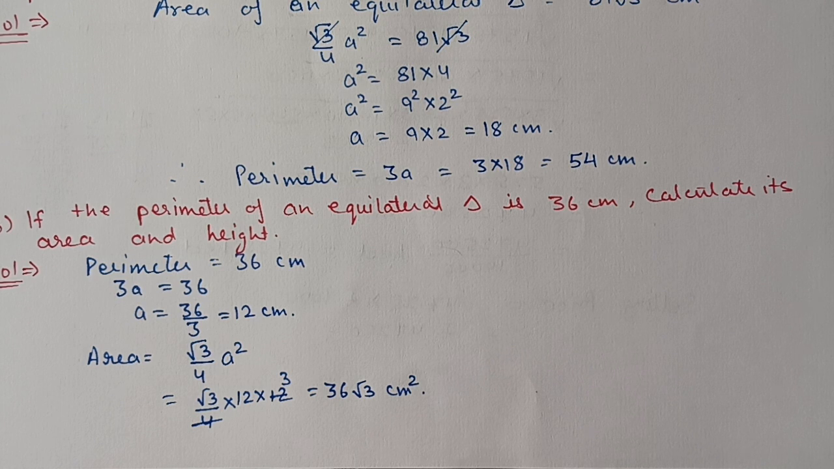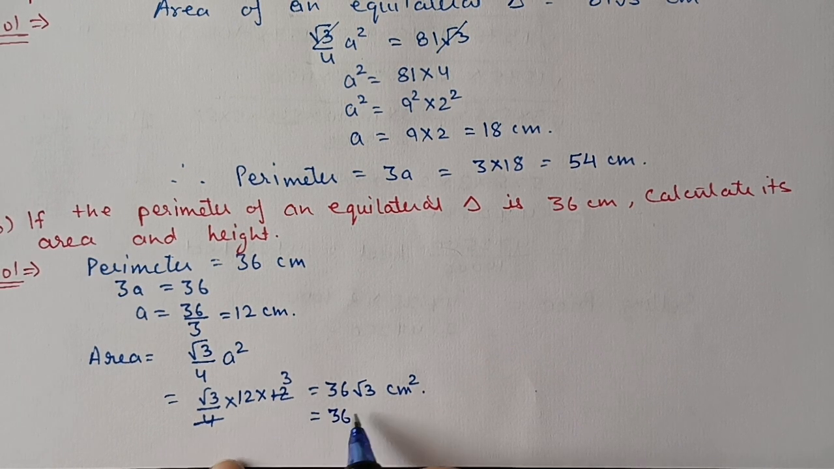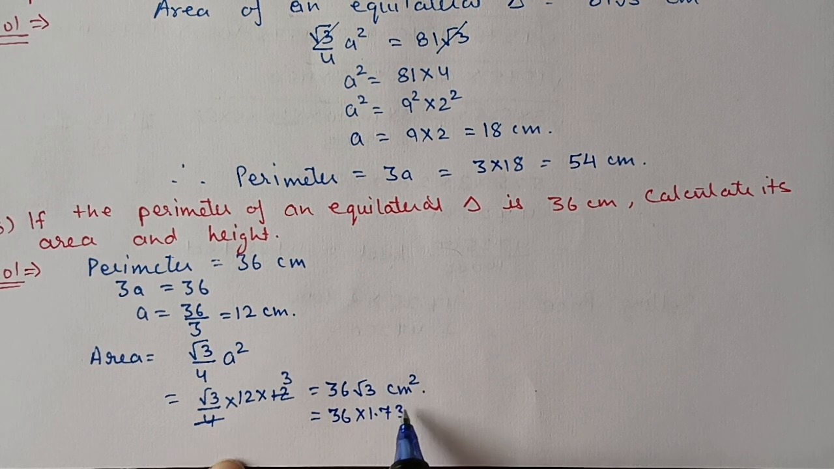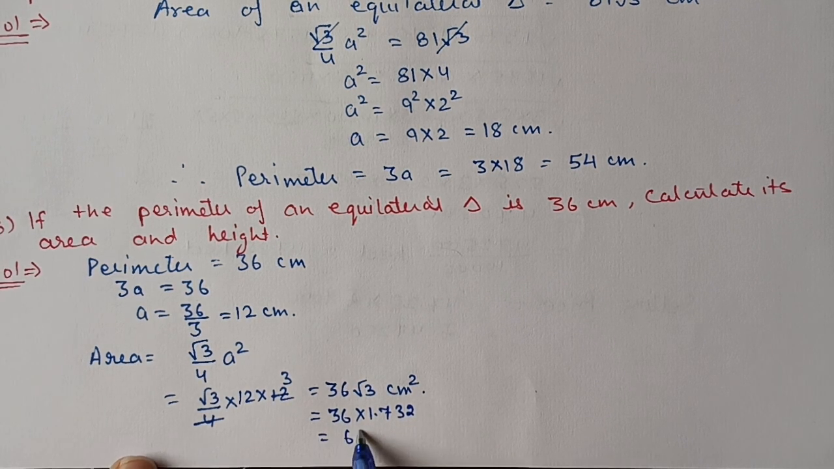And if you substitute the root 3 value, then the answer we are getting is 62.354 centimeter square, which you can round off. 62.36 you can write.